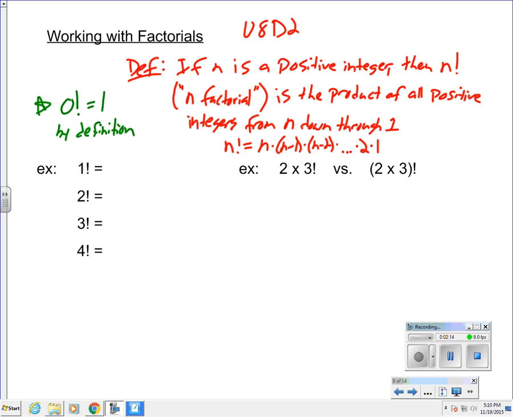So just a couple examples. 1 factorial, that would just be 1. 1 is the only positive integer there, so there's nothing else to multiply. 2 factorial would be 2 times 1, which would be 2. 3 factorial, 3 times 2 times 1, which would be 6. 4 factorial would be 4 times 3 times 2 times 1, which would be 24, and so on.